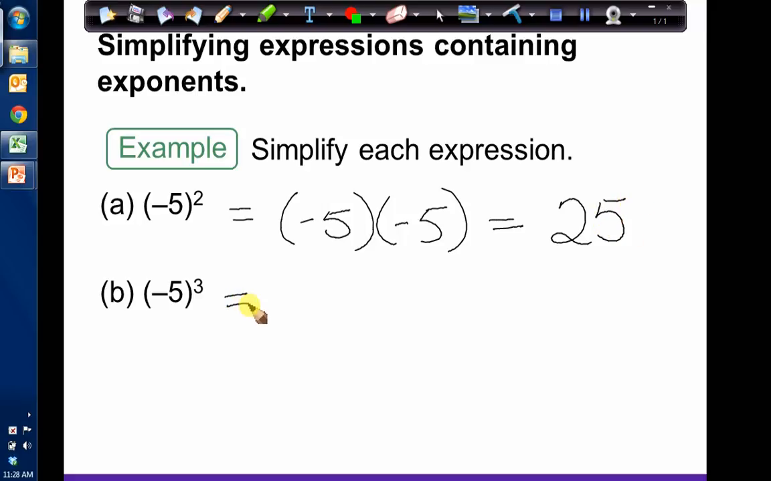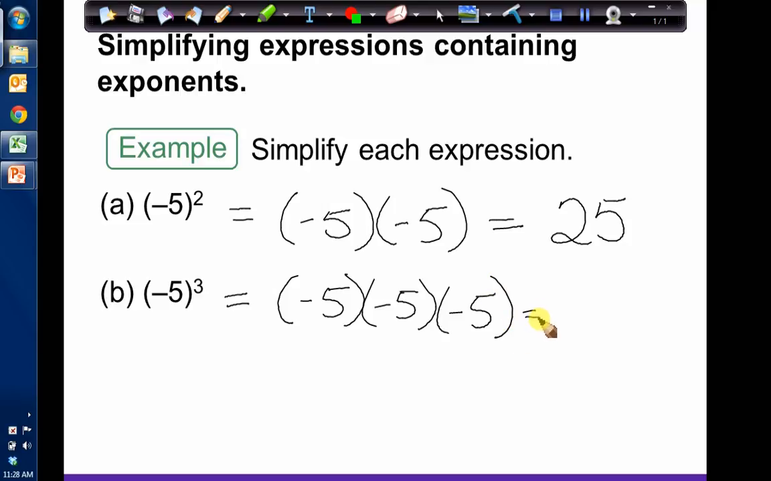What about if we have a 3 in the exponent? This is negative 5 cubed. We would have negative 5 times itself 3 times. Negative 5 times negative 5 times negative 5. In this case, we have an odd number of negatives, so we have a negative answer. And 5 times 5 times 5 is 125. So we have negative 125.